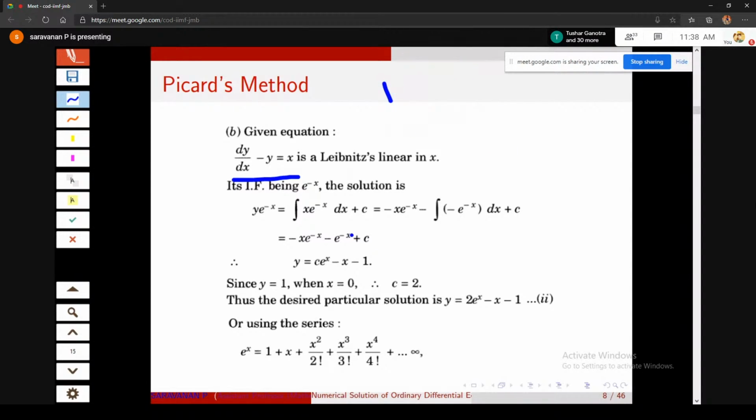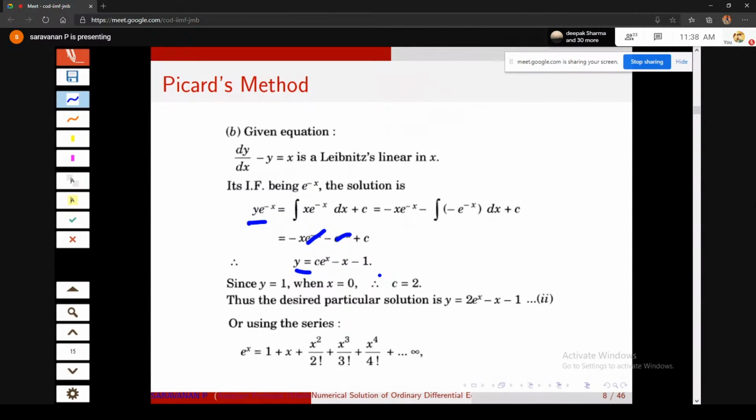y into integrating factor equal to integral q into integrating factor dx plus c. Okay, then integrate this using integration by parts. Then multiply throughout by e power plus x. You'll get y here. This will get cancelled. You will get c e power x, so you'll get c e power x minus x minus 1.